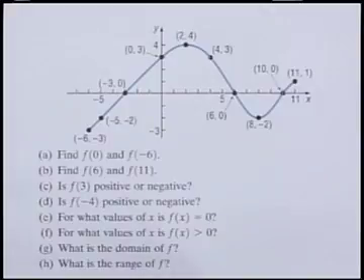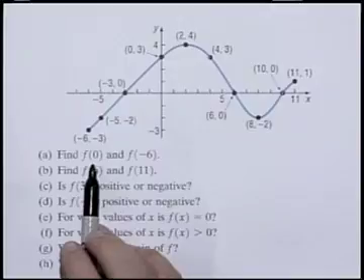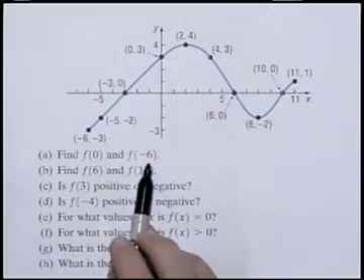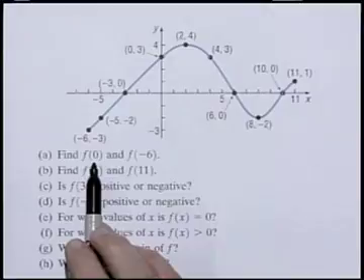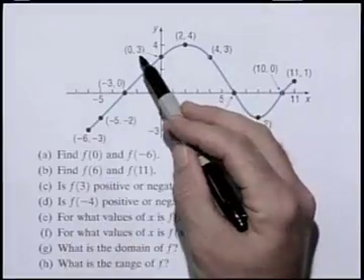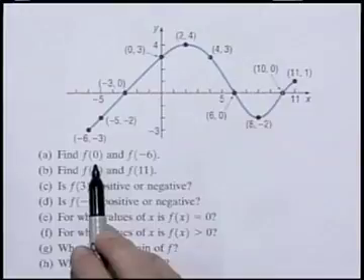In this problem, we're going to use the graph of a function in order to answer a variety of questions regarding its graph. For example, the first thing that we want to do is find f of 0 and f of -6. This essentially means that we want to find the y-coordinate on the graph of the function when x is 0. The y-coordinate when x is 0 is 3, therefore f of 0 equals 3.